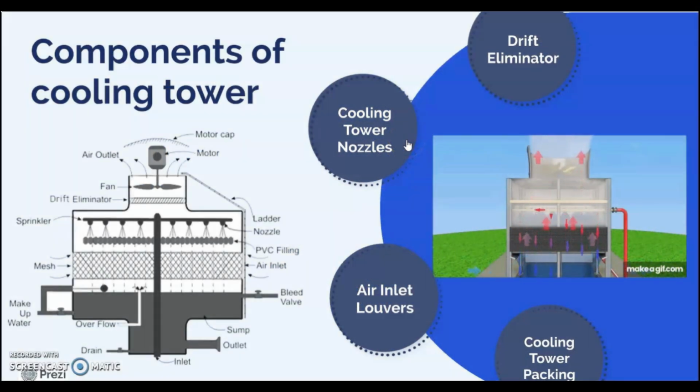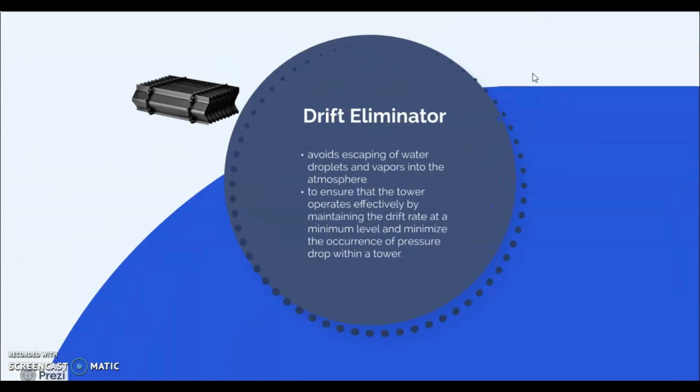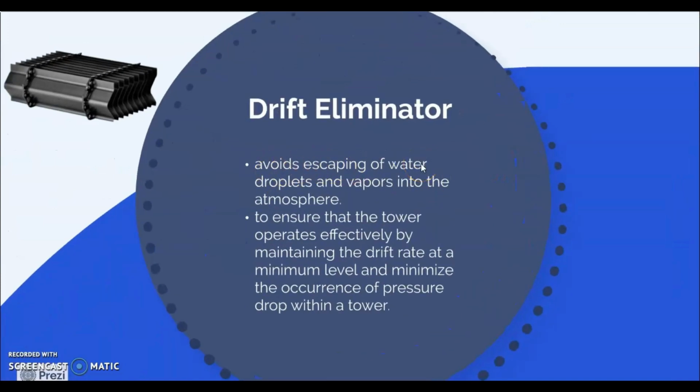Next, we are going to talk about four main components of the cooling tower. First, drift eliminator, which is located at the top of the tower, cooling tower nozzles, air inlet louvers, and also cooling tower packing. Drift eliminator helps avoid escaping of water droplets and vapors into the atmosphere, also to ensure that the tower operates effectively by maintaining the drift rate at a minimum level and also minimize the occurrence of pressure drop within a tower.